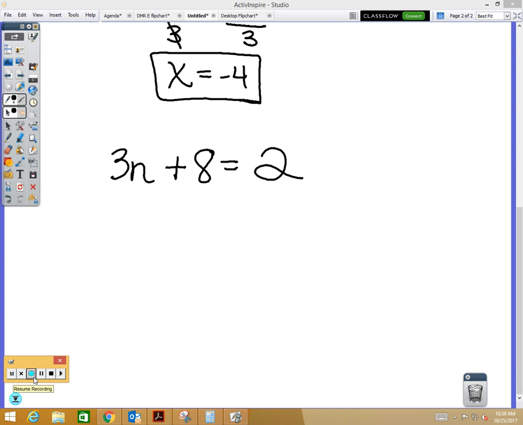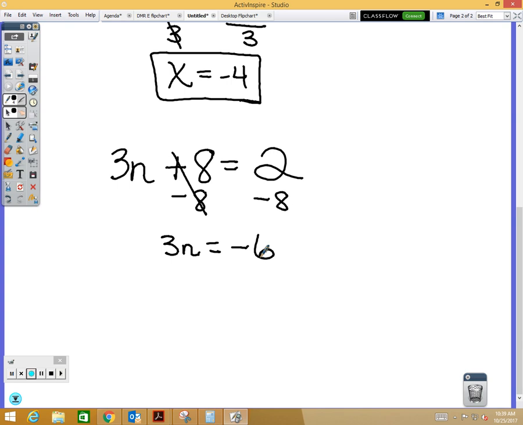All right, so what should your first step be here? What's my first step, Tommy? Very good. So hopefully on both sides of the equal sign, you have subtracted 8. We're getting rid of our 8's. We're left with 3n equals, what's 2 minus 8? Negative 6. So let's do some error analysis. Did you get negative 6 right there? If not, then you made a mistake with the first step.